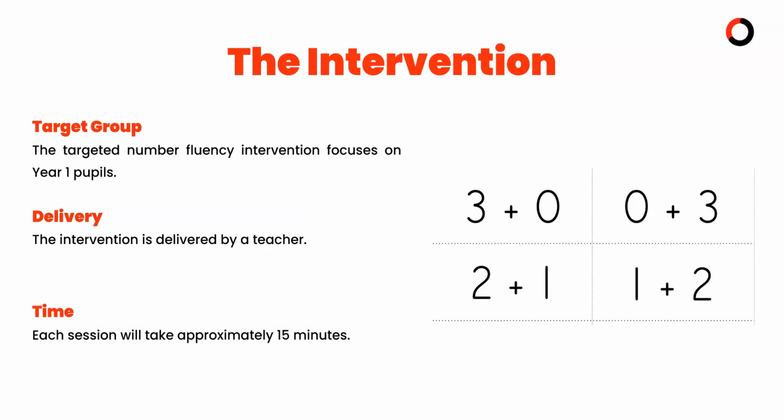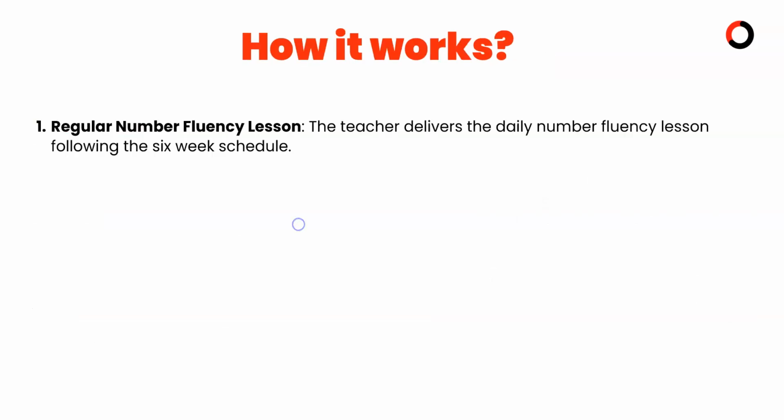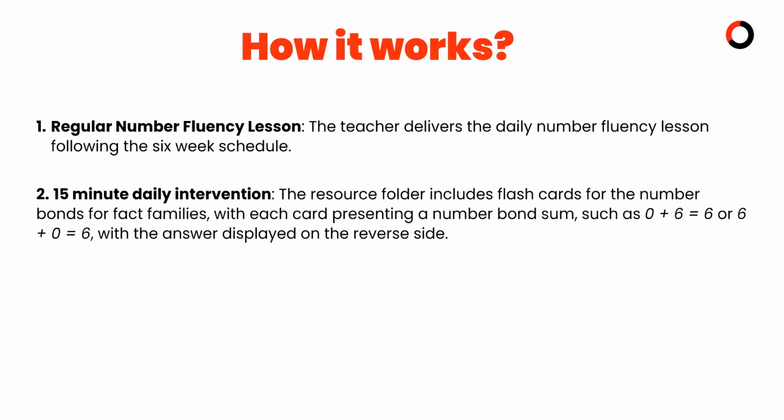So the intervention is a targeted number fluency intervention that focuses on Year 1 pupils. The intervention is delivered by a teacher, and each session will take approximately 10 to 15 minutes. How it works. There's a regular number fluency lesson. The teacher delivers the daily number fluency lesson following the 6-week schedule. It's a 10 to 15 minute daily intervention.